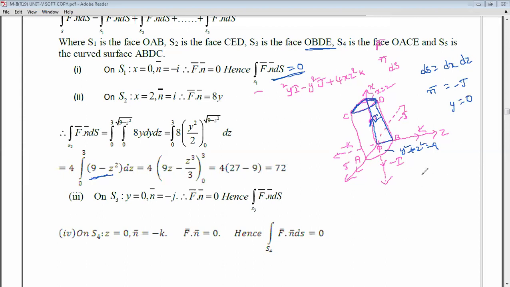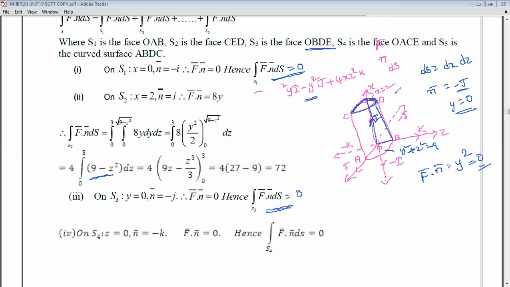And now f bar dot n bar is equal to the j coefficient, since n bar is equal to minus j, and here the j coefficient is nothing but minus y square. So minus into minus is plus, so y square. But already we know that y is equal to 0. So that is simply 0 now. So for the third surface, this value is equal to 0.